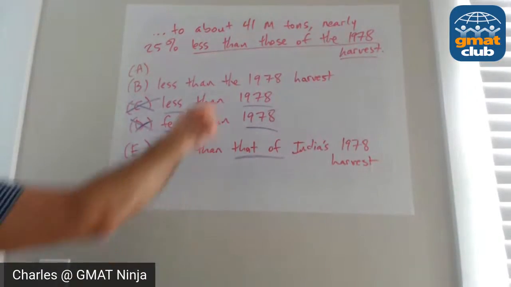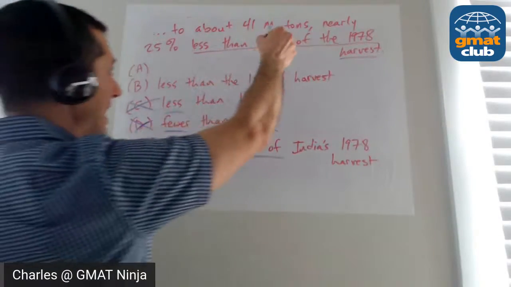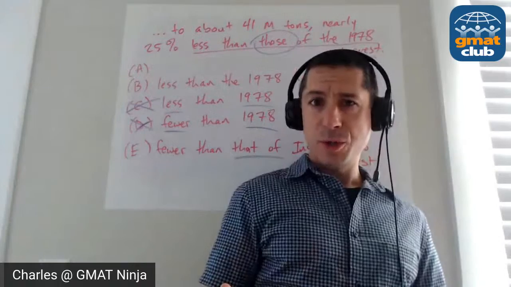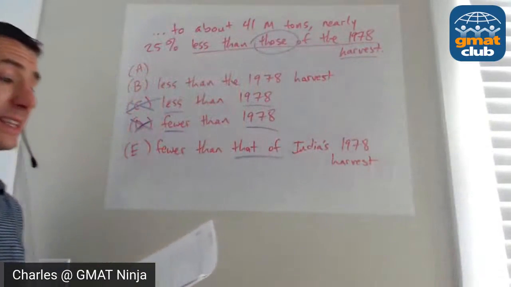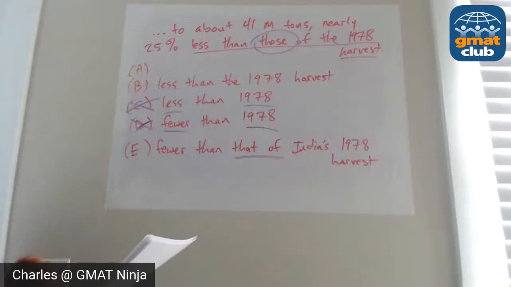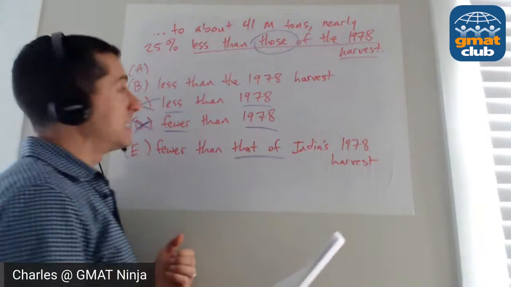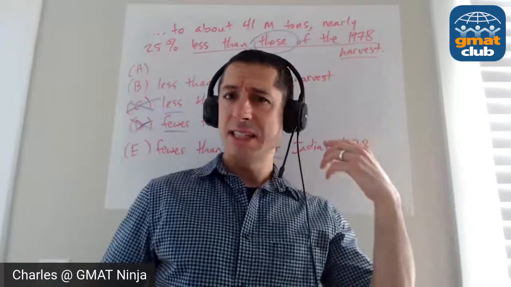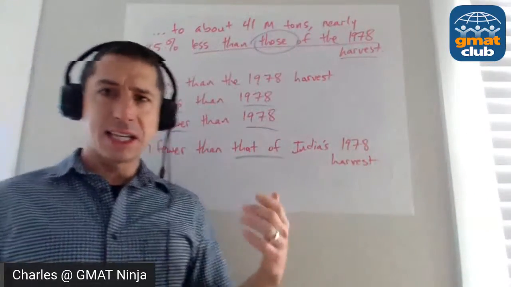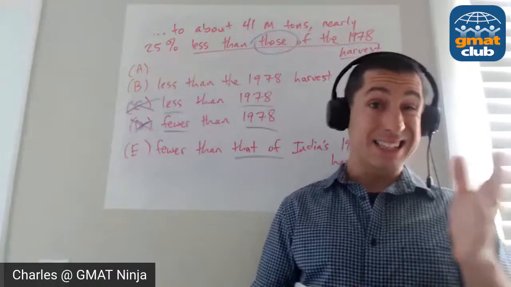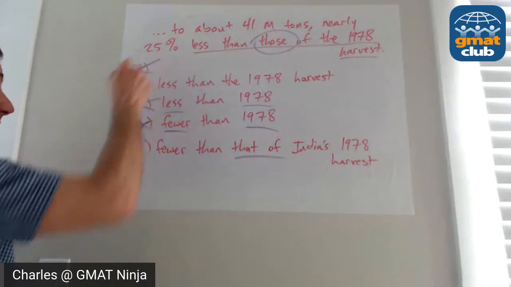Let's start with A. To about 41 million tons, nearly 25% less than those of the 1978 harvest. The only plural that those could possibly refer to here is the tons, right? I don't see anything else in there. So let's reread the sentence, punch something in place of those, see if it makes sense. Reduced India's rice production to about 41 million tons, nearly 25% less than the tons of the 1978 harvest. That comparison makes no sense at all. Less than the tons of the harvest. You could argue a couple different things there. One is the logic of that comparison. It's just batty. The second thing is less than the tons. I'm not sure you could say that either. Less non-countable, tons countable. Plenty of reasons to ditch A.